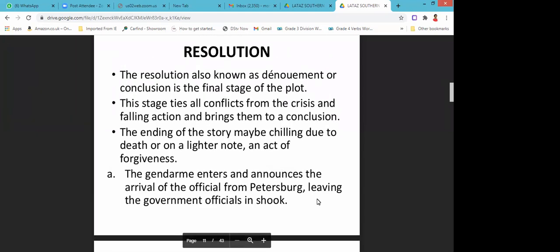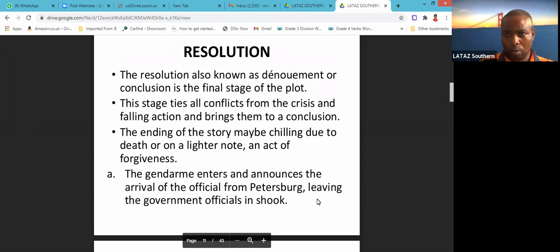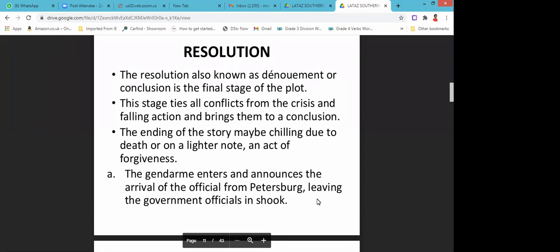Then we come to the resolution, also known as a conclusion or the denouement. In this stage, all the conflicts, if there's any conflict, any disagreement, any problem that hasn't been solved, at this point, there must be now a closing. So this can be done through forgiveness. Characters forgive each other for wrongdoing. There could be a death of a character in order to solve whatever conflict, either a main conflict or a minor conflict.